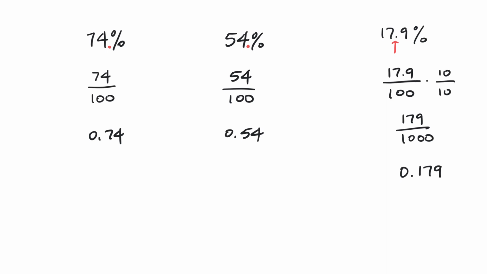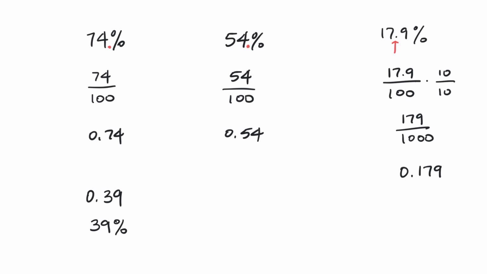So if I have the decimal 0.39, and I want to write that as a percentage, well, going from this decimal to this percentage, I move the decimal over twice to get to here, so I will do the same thing here. This decimal will move over twice, and I'll get 39%.